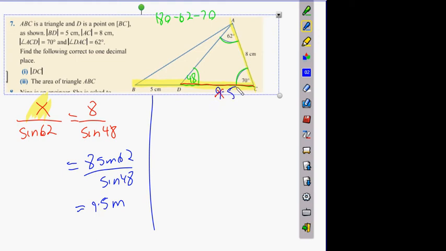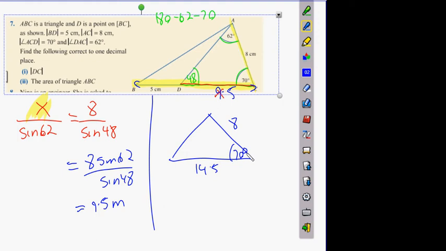It's 9.5 plus 14.5, plus 5, which is 14.5. So it's 14.5 along the bottom, and it's 8 along the top, and it has an angle of 70.